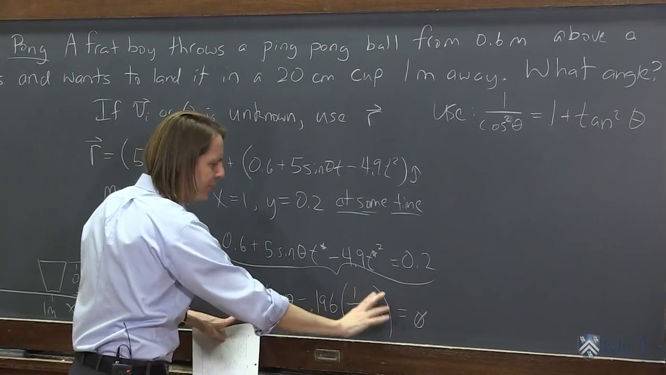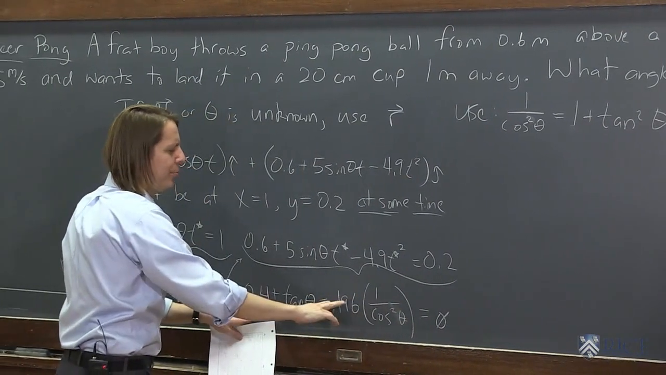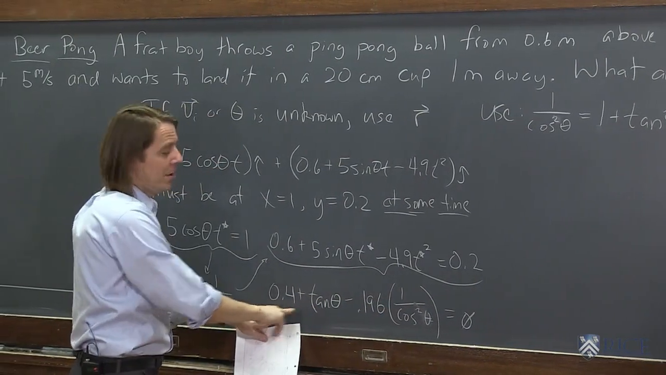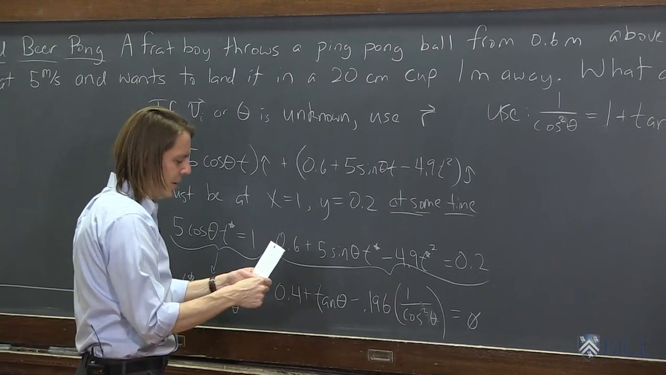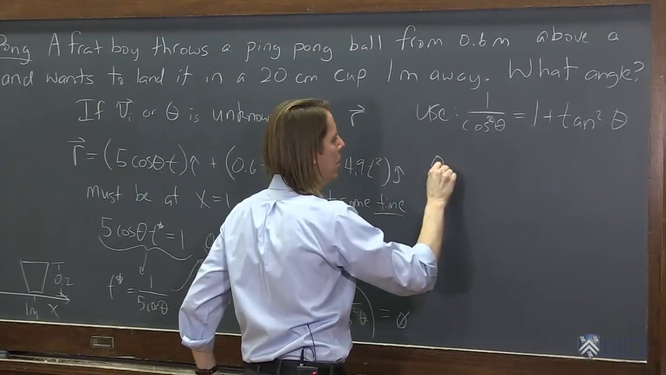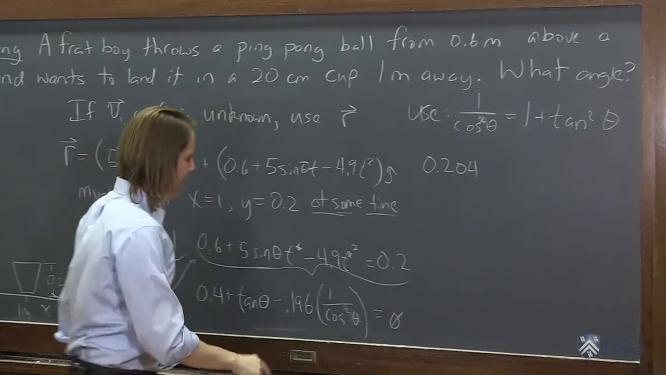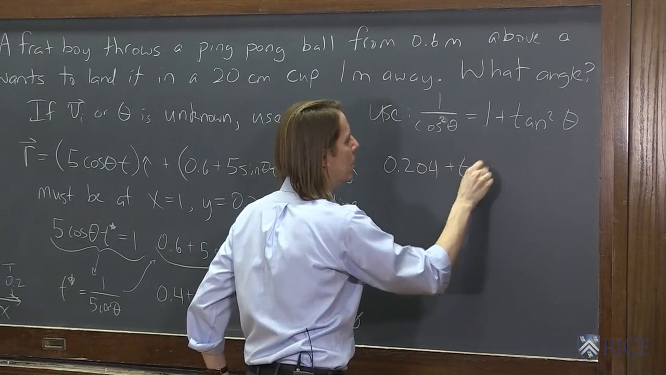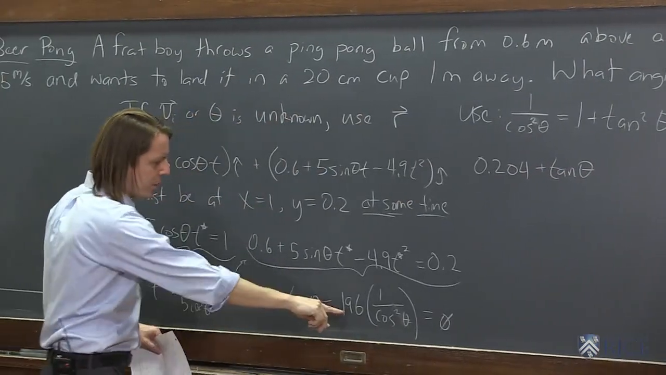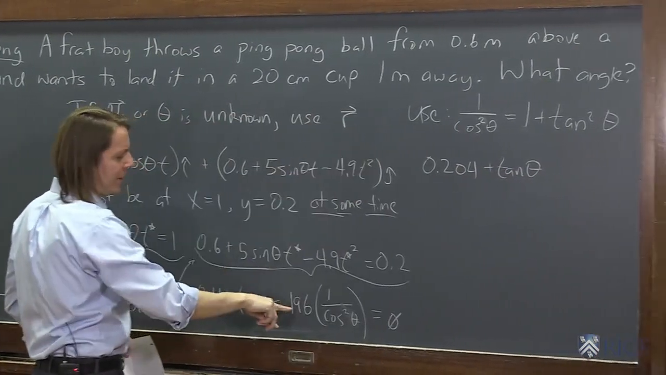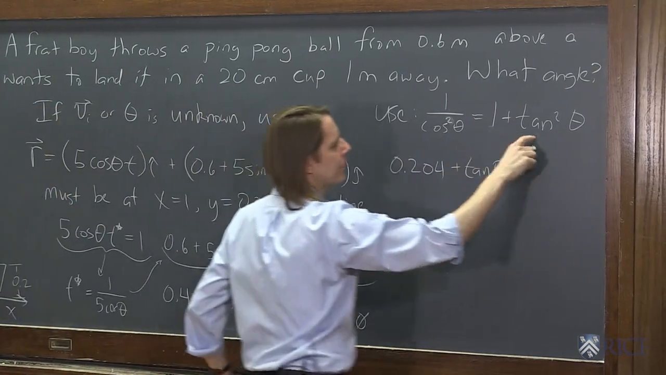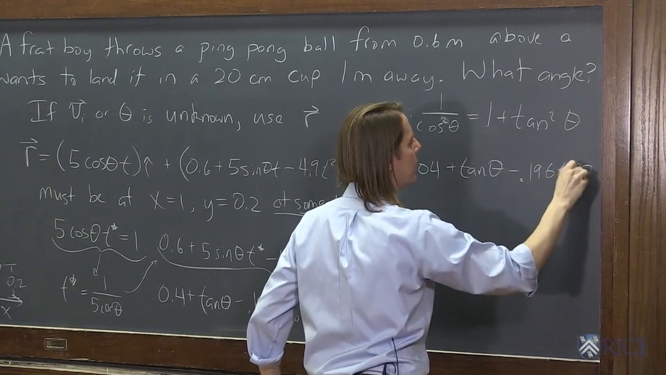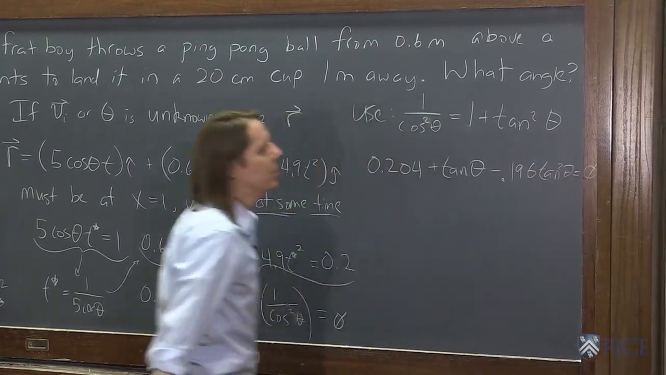So this is going to become 1 plus tangent squared theta, which means we're going to have 1 times 0.196. So that negative 0.196 we can combine with the 0.4. Okay, so the constant terms are about to change to 0.204. Okay, I'm not messing with that term, plus tangent theta. And then the squared term was minus 0.196, minus 0.196 tangent squared theta equals 0.